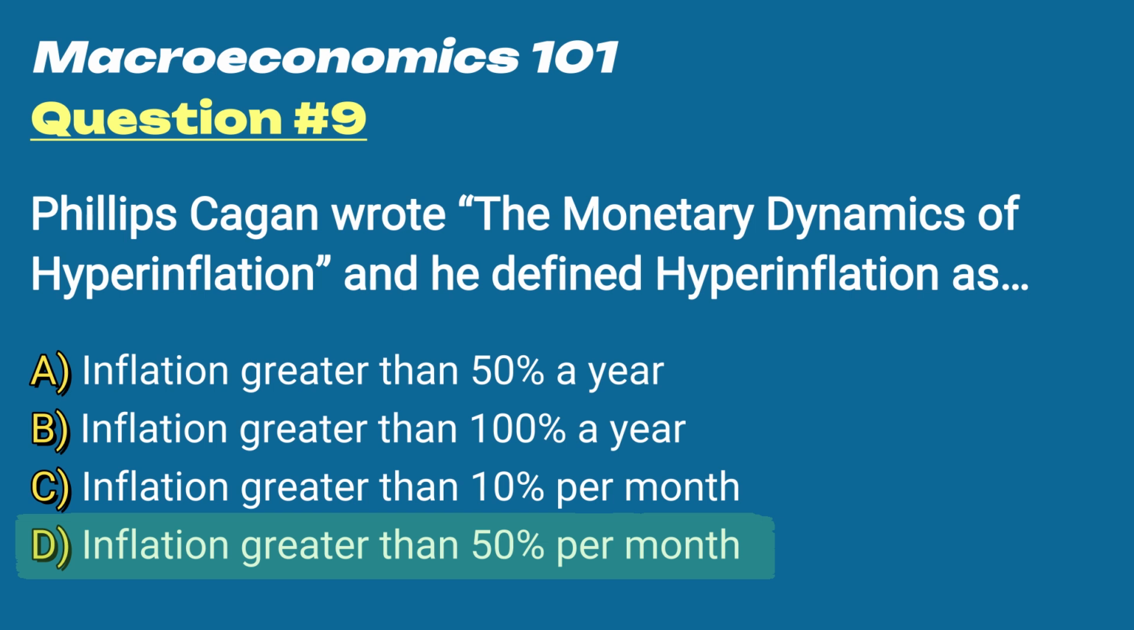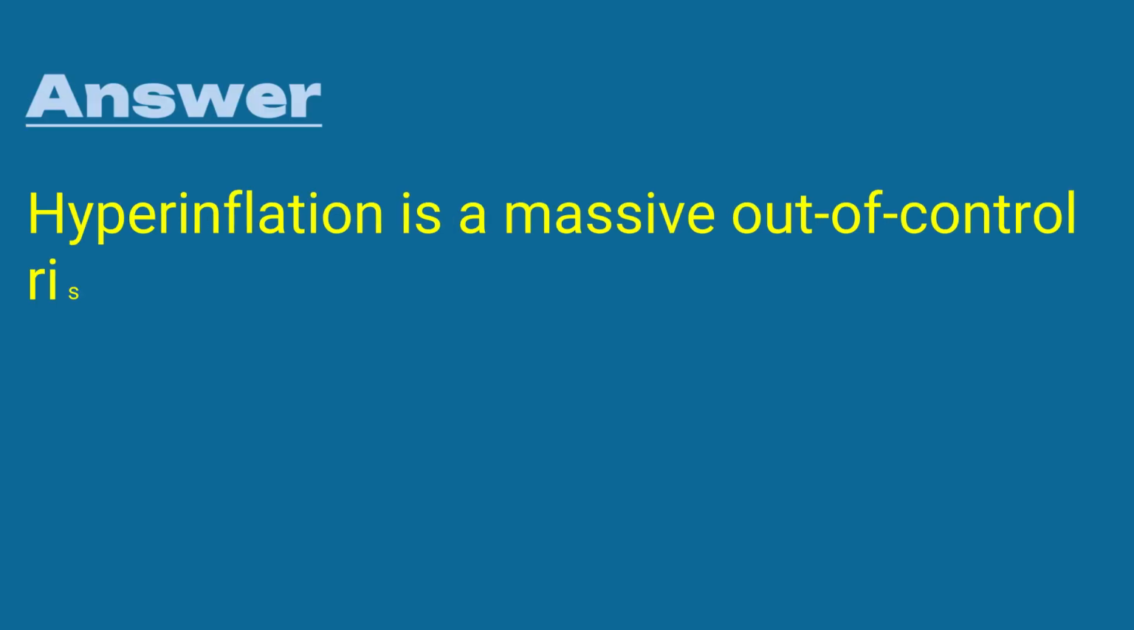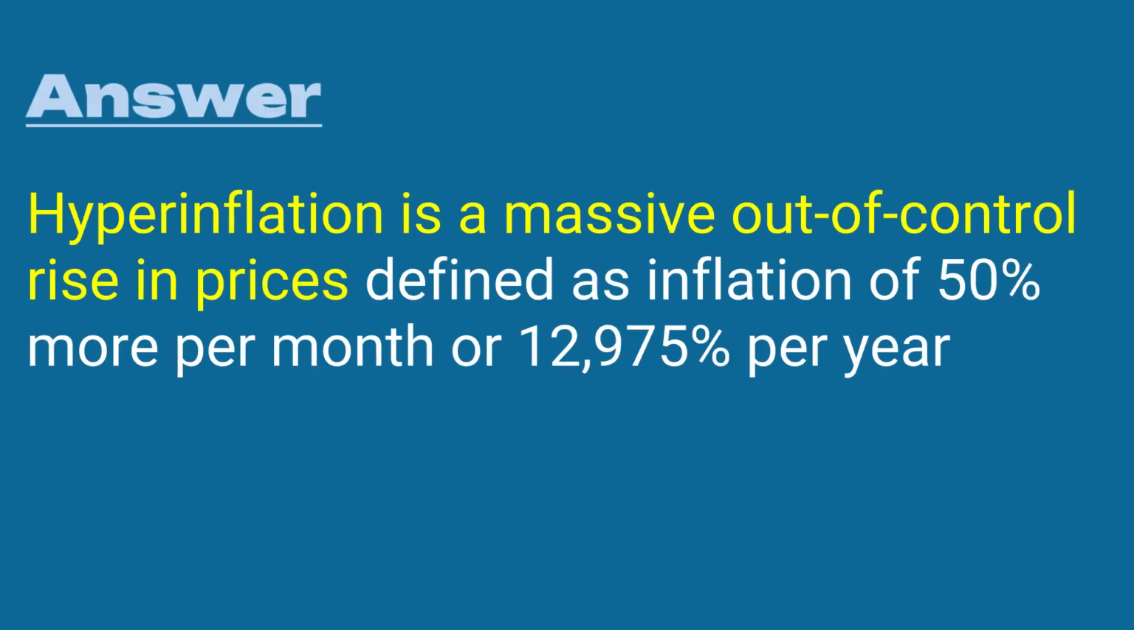The answer is D, inflation greater than 50% per month. Hyperinflation is a massive out of control rise in prices, defined as inflation of 50% or more per month, which equates to 12,975% per year of inflation or more.